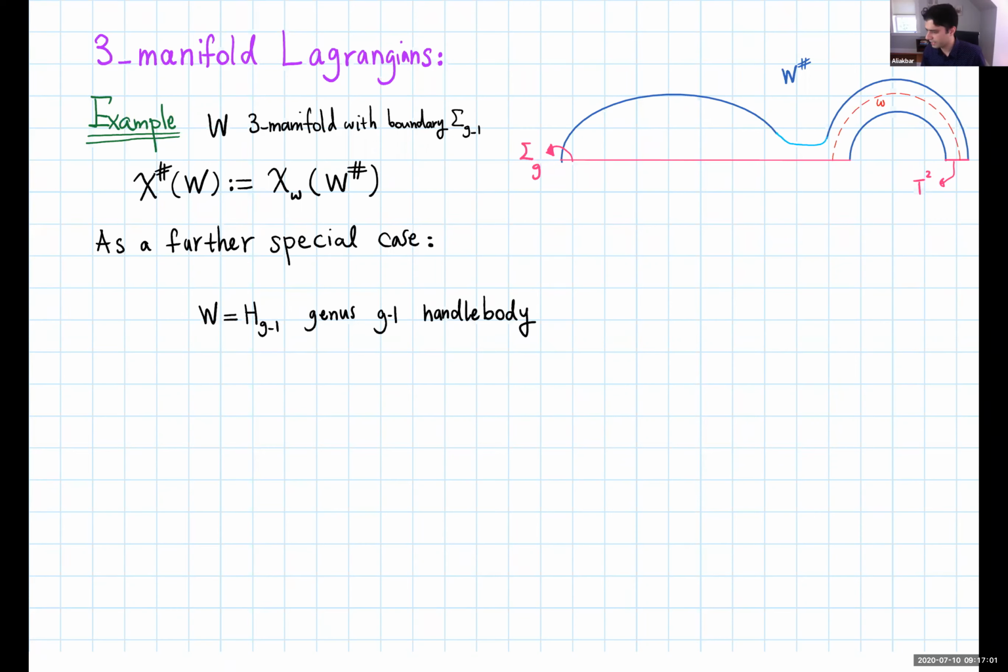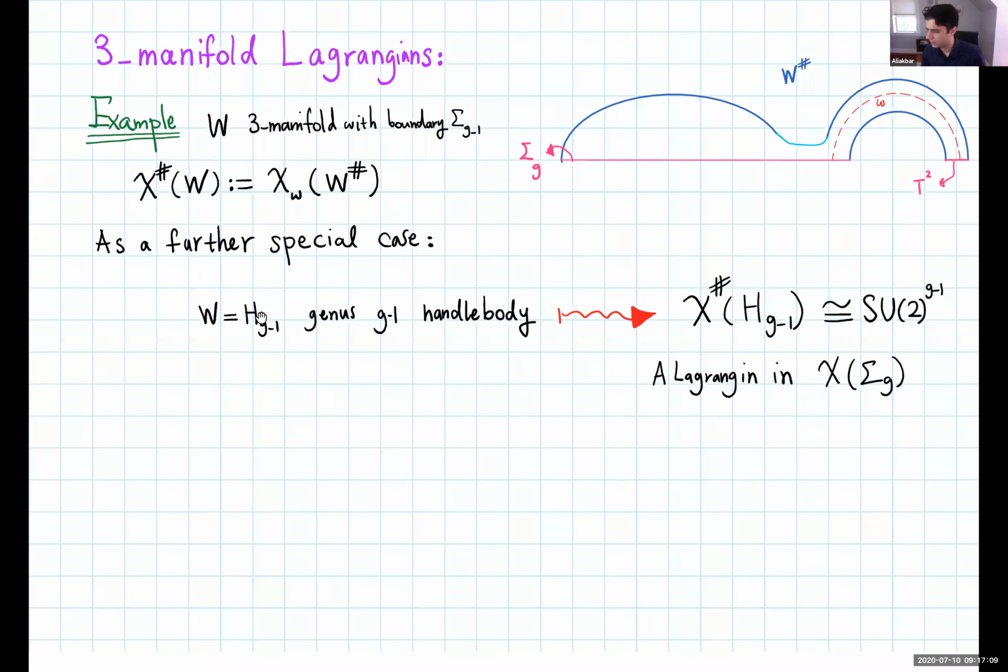As a further special case, we can look at the case that W is the handlebody of genus g minus 1, and then we can apply the above construction. It's easy to see that in this case we would get a Lagrangian diffeomorphic to the Cartesian product of g minus 1 copies of S3, or SU2. This is a Lagrangian one genus above, so inside chi of sigma g. For example, in the case that the genus is equal to 2, you would get some Lagrangian spheres inside your symplectic manifold of dimension 6.